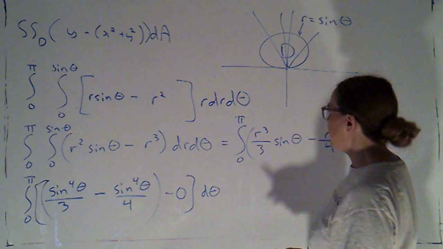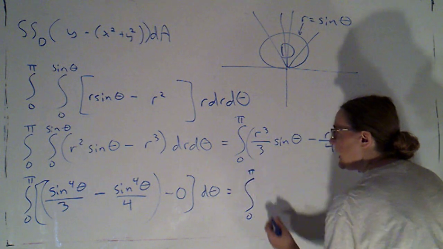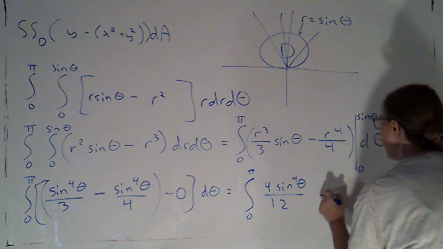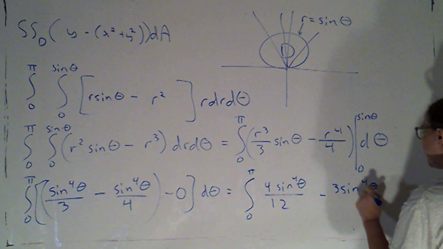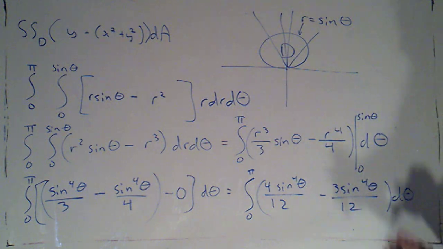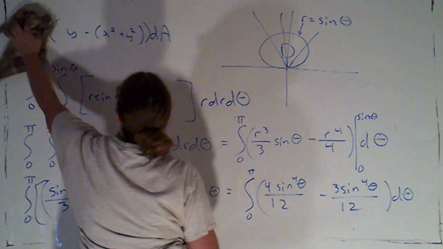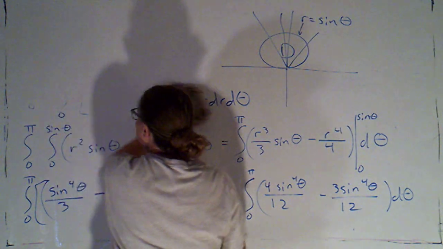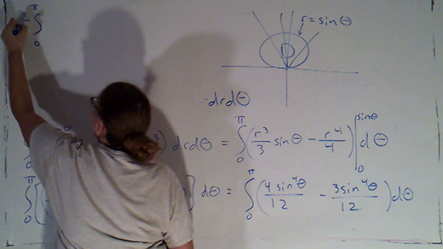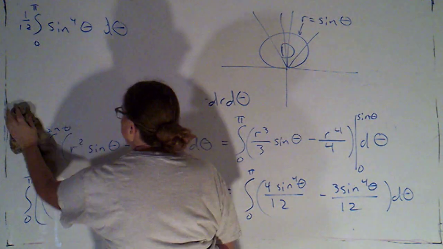So, if I were to find a common denominator here, I can say that's the integral from 0 to pi, 4 sine to the 4th theta over 12 minus 3 sine to the 4th theta over 12 d theta. So I can see I'm really just integrating one copy of sine to the 4th theta over 12. So it's the integral from 0 to pi of 1/12, I'm going to just factor that out, sine to the 4th theta d theta.